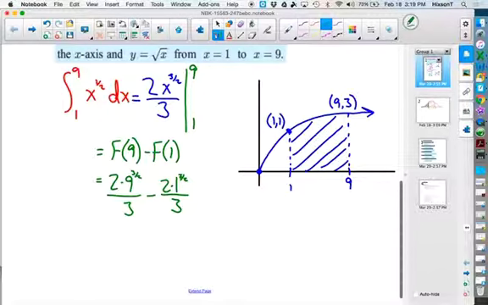How do you do a 3 halves power? Is that the square root cube? Yeah, it's the square root cube. The 1/2 power is the square root, the 3 is cubed. So the square root of 9 is 3. 3 cubed is 27. Good. So 2 times 27 divided by 3 is going to be 18. Okay? So 18 minus, this one's easier, 2/3. And I get a total area of 17 and 1/3.